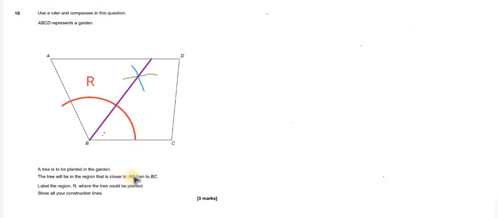Because we want the tree planted closer to AB than to BC, this is the region R where we need to plant the tree. Okay, on this side. So, this is the side we need. Everything on this other side we don't need. Okay, so this is the region where the tree would be planted. Okay, all we did was bisect an angle, the angle at the point that joins AB and BC.